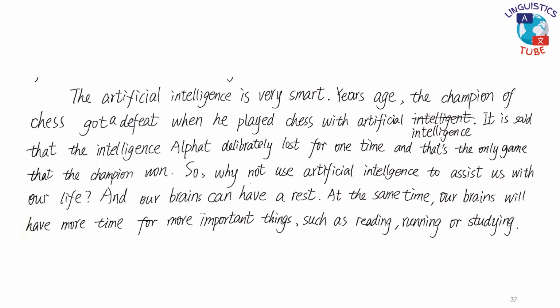The artificial intelligence is very smart. Years ago, the champion of chess got a defeat when he played chess with artificial intelligence. It is said that the intelligence AlphaGo deliberately lost for one time, and that's the only game that the champion won. So, why not use artificial intelligence to assist us with our life, and our brains can have a rest? At the same time, our brains will have more time for more important things, such as reading, running, or studying.